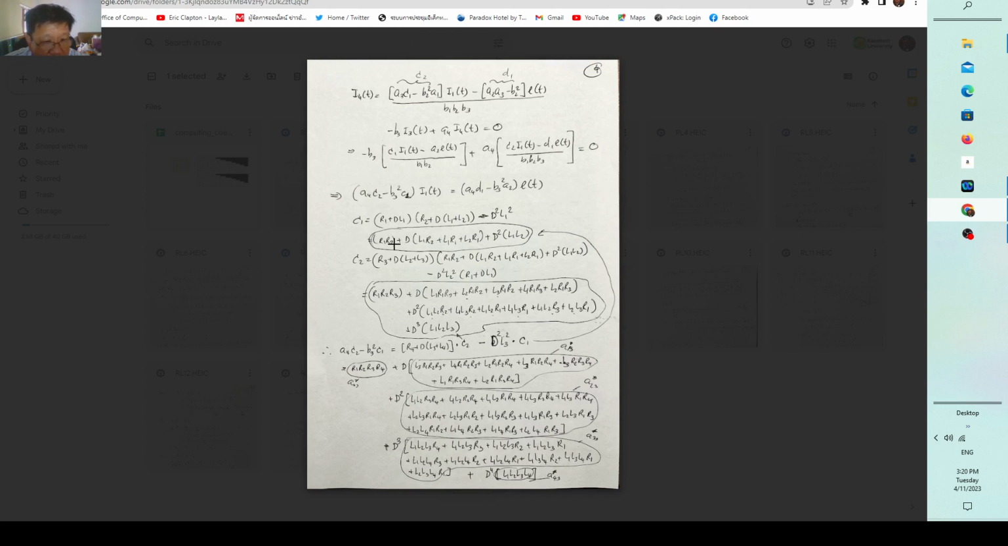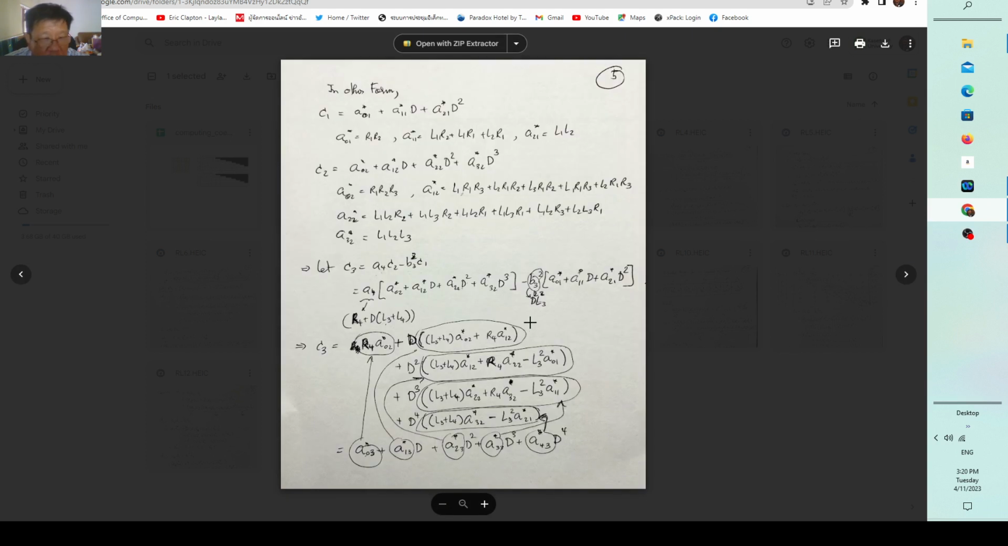Instead of writing all these terms in a very long form, we can cut it short using this replacement. If you write C sub 1 as a sub 0 1 star plus a sub 1 1 star times d plus a sub 2 1 star times d square, then a sub 0 1 star is equal to r sub 1 times r sub 2, and a sub 1 1 star is equal to L sub 1 times R sub 2 plus L sub 1 times R sub 1 plus L sub 2 times R sub 1.